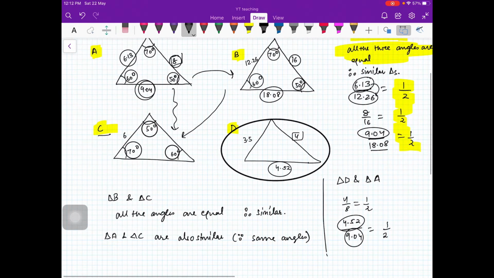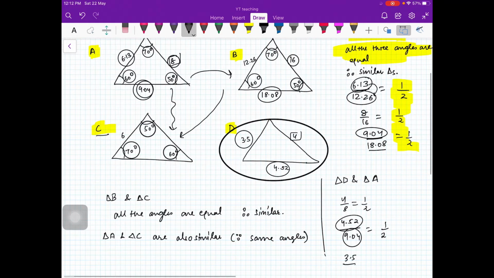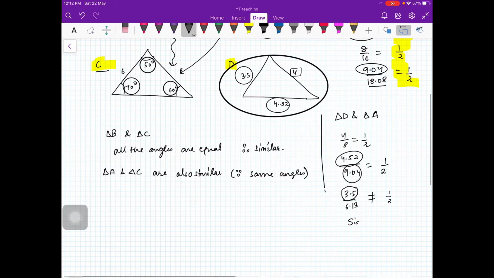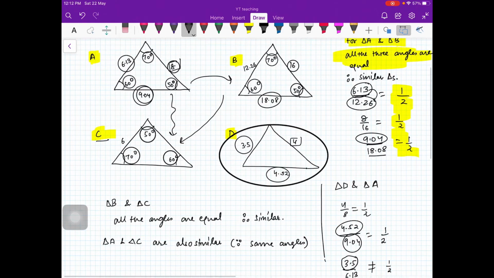Okay, and now the other side, 3.5 divided by 6.13. This is not equal to 1 by 2, because if I multiply it with 2, I'll get a 7. So you get that this side ratio is not the same. Side ratios are not the same. Therefore, triangle A is not similar to triangle D. Then you don't need to check for triangle B and C.